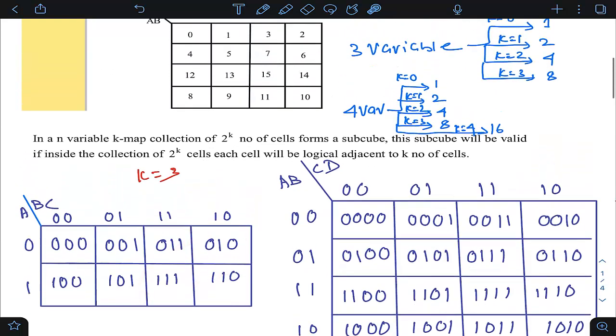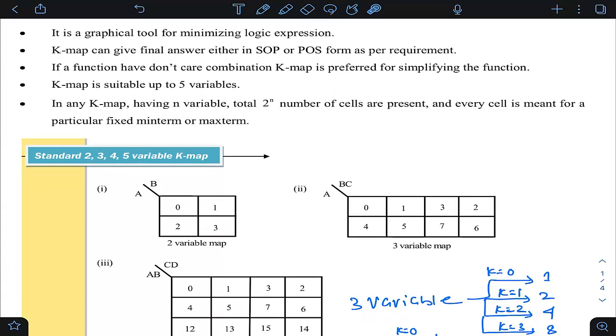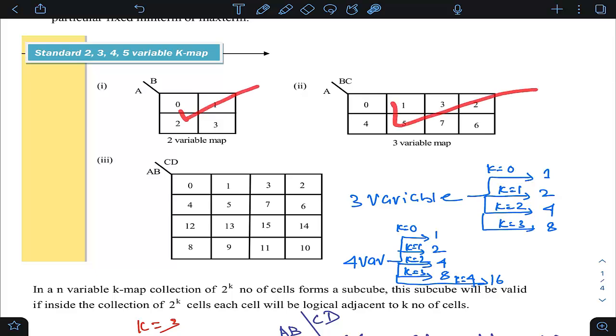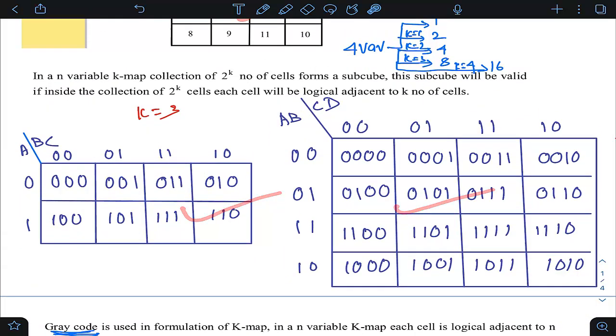So in this video, we understood why the K-map is used, what its utility is, the standard format of the 2 variable, 3 variable and 4 variable map, and the concept of subcube, which will be used for grouping.